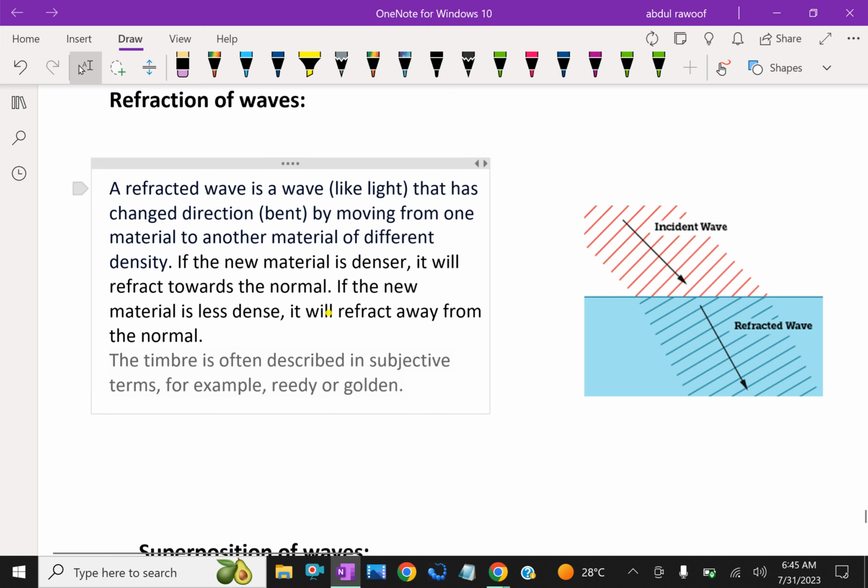A refracted wave is a wave like light that has changed direction, bent by moving from one material to another material of different density. If the new material is denser, it will refract towards the normal. If the new material is less dense, it will refract away from the normal.